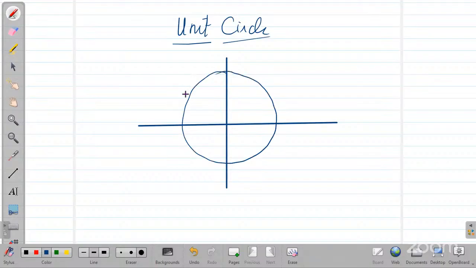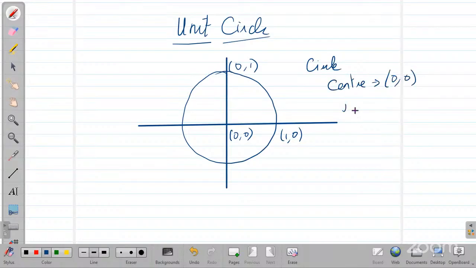Now you see here, this is a circle that I have drawn. I'll just take the center to be the origin and the distance 1 unit. So here we have a circle with center at origin and radius equal to 1 unit. This is what we call a unit circle. Unit means one. So a circle with radius equal to 1 is what we call a unit circle.